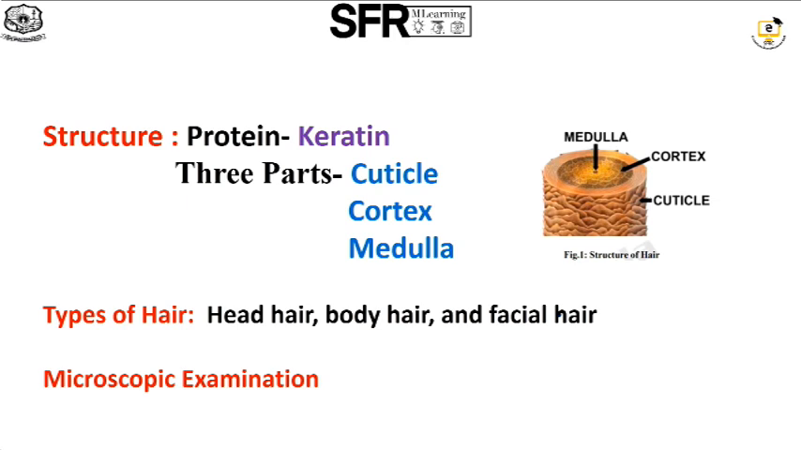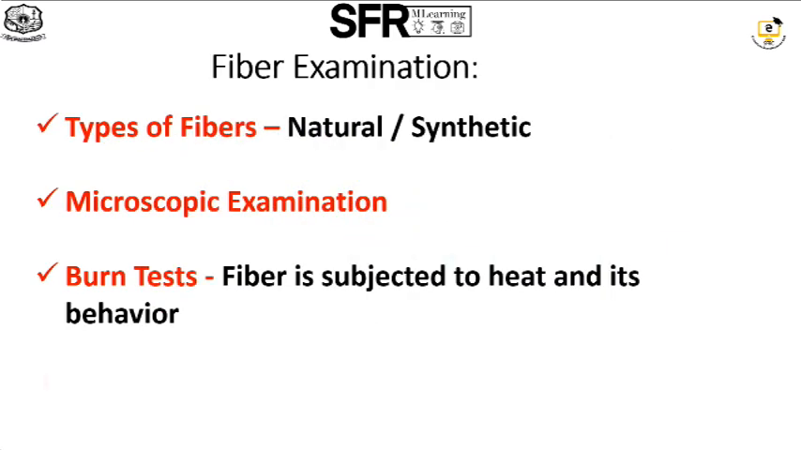Microscopic examination of hair. Microscopic analysis of hair involves studying its color, diameter, medullary index and scale pattern of the cuticle. Next we see fiber examination. The types of fibers are natural or synthetic. Natural fibers, for example, are cotton and wool. Examples of synthetic fibers are polyester and nylon.